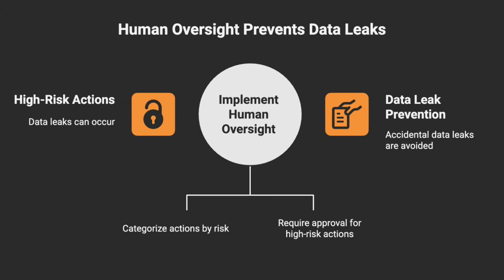Reading a ticket is low risk. Reading your AWS credentials is high risk. When a high-risk action appears, ask the user to approve it. This human-in-the-loop design saved many teams from accidentally leaking data.